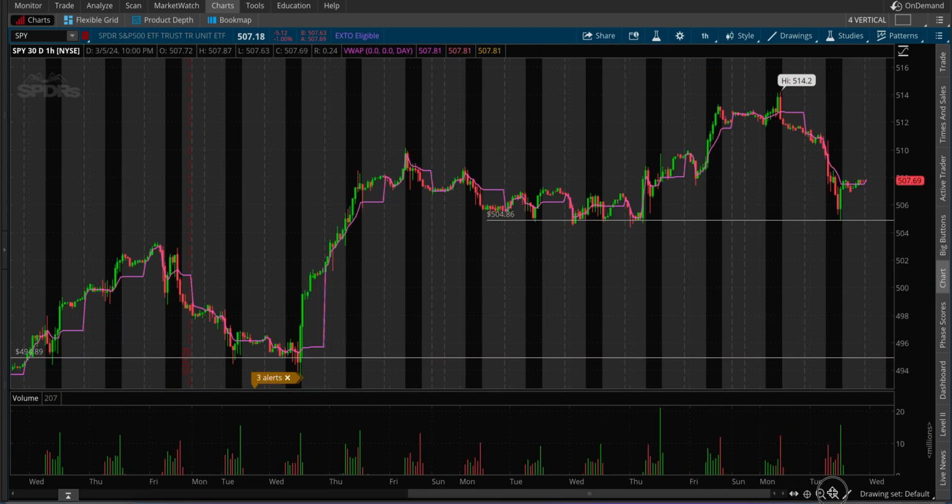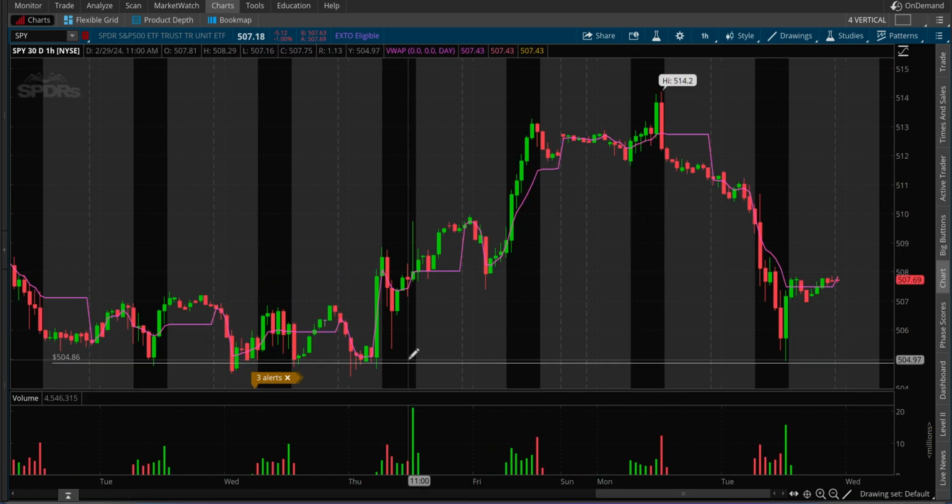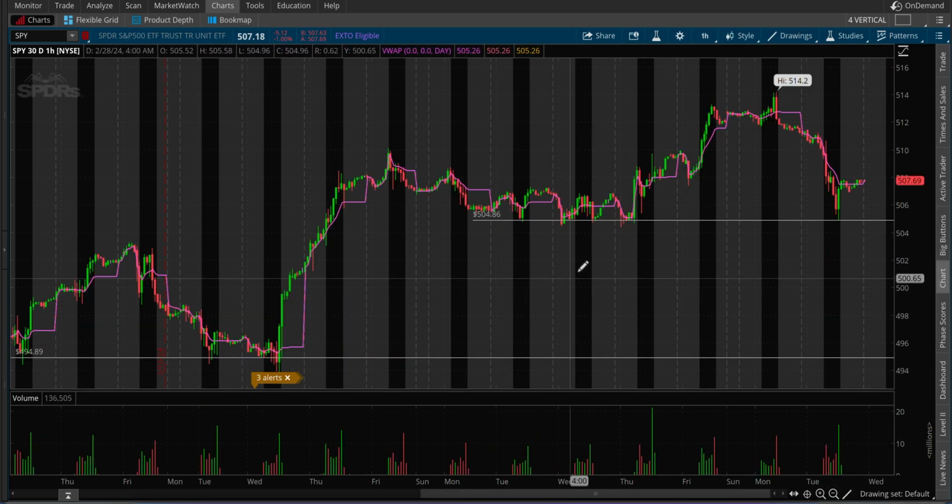If we switch to the hourly chart, you can see from here a couple days ago, this is a multi-day support area. And I'm going to show you how many times it bounced from here on a daily. 1 day, 2 days, 3 days, it bounced off of this area. So we are looking at this area as a support again.